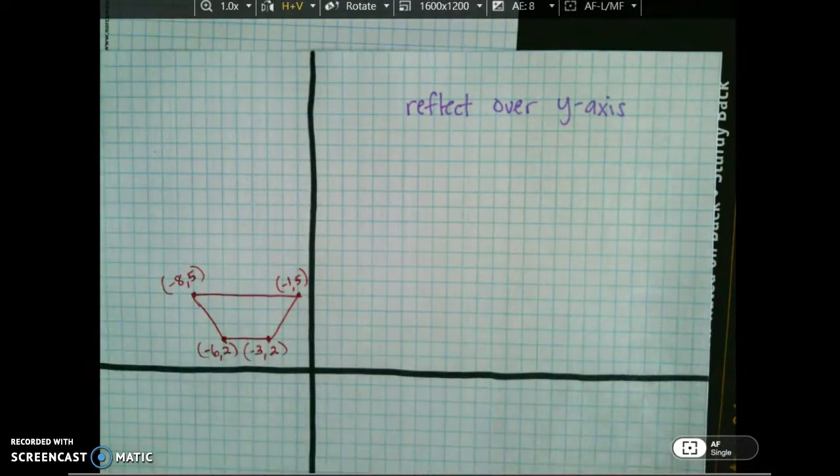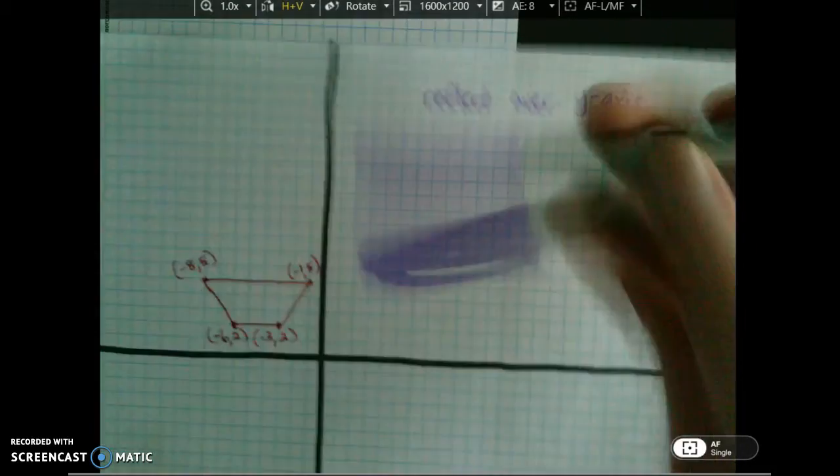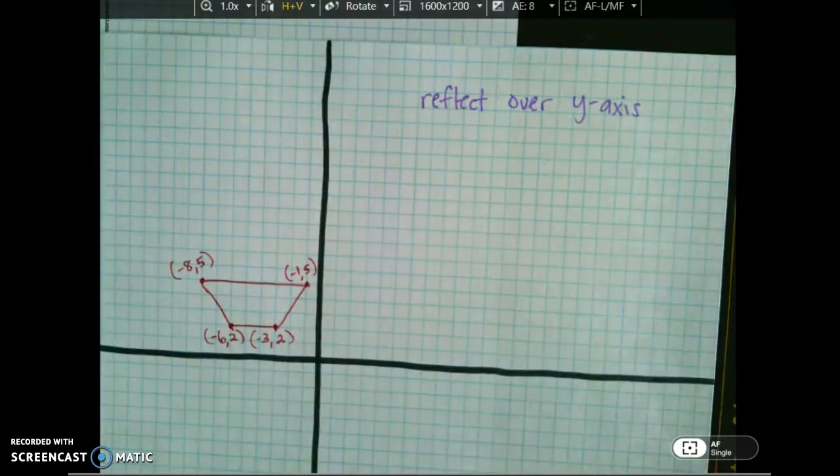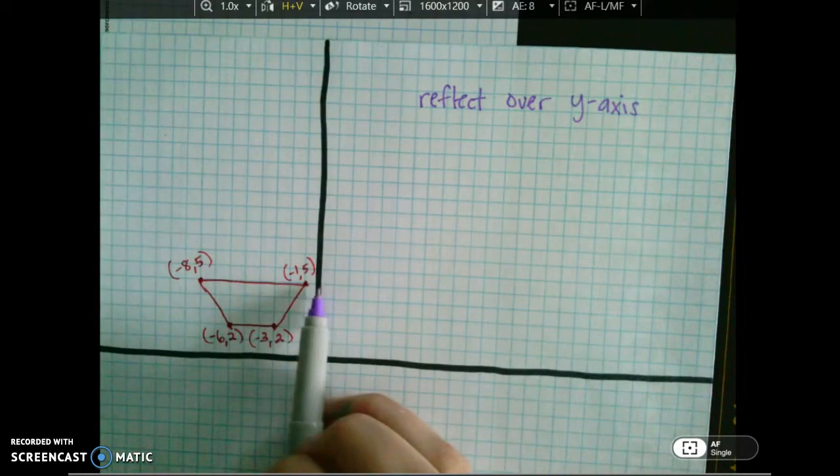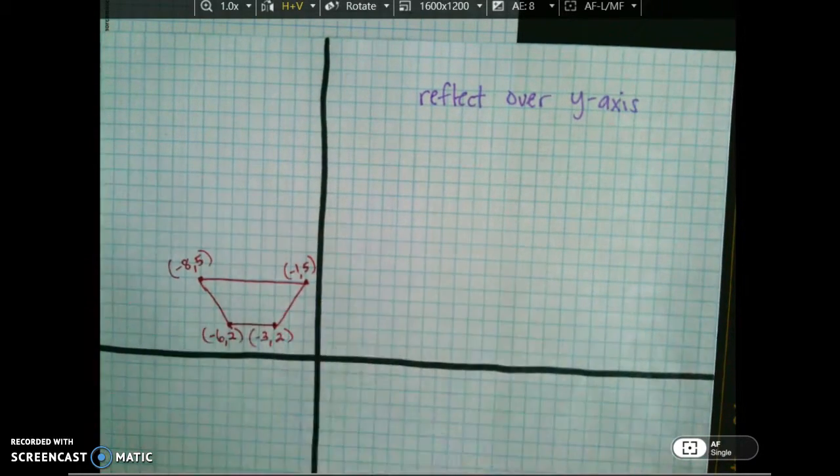So, given this original trapezoid, it says to reflect over the y-axis. My y-axis here is the vertical one, going up and down. If I want to reflect over my y-axis, remember a reflection is just a mirror image. It means you flip it. So the distance you are from the axis needs to be the same distance on the other side.